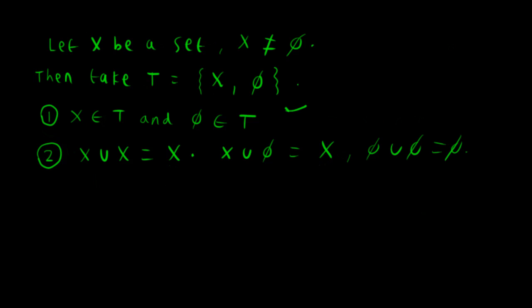So we've checked that the union is going to be either X or the empty set, which are elements in T. Okay, so that's good. That condition is also met.